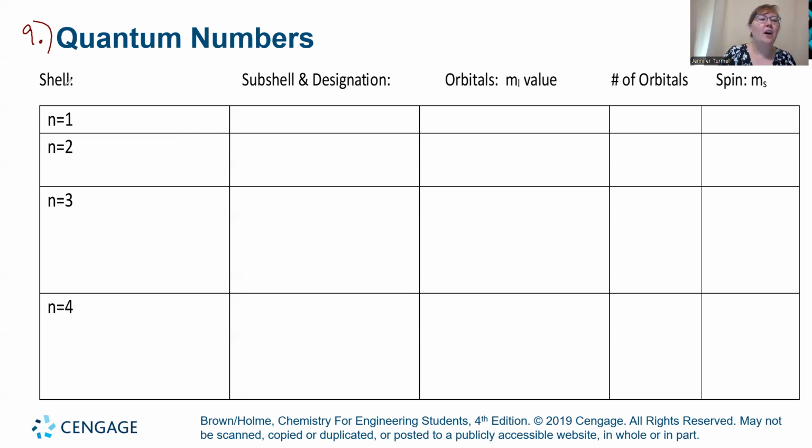First of all, our shell is, remember, our principal quantum number n. Our subshell and designation, that's our l value. Our orbitals are that m sub l value, and over here we have our number of orbitals. Then we're going to have our spin value of m sub s.